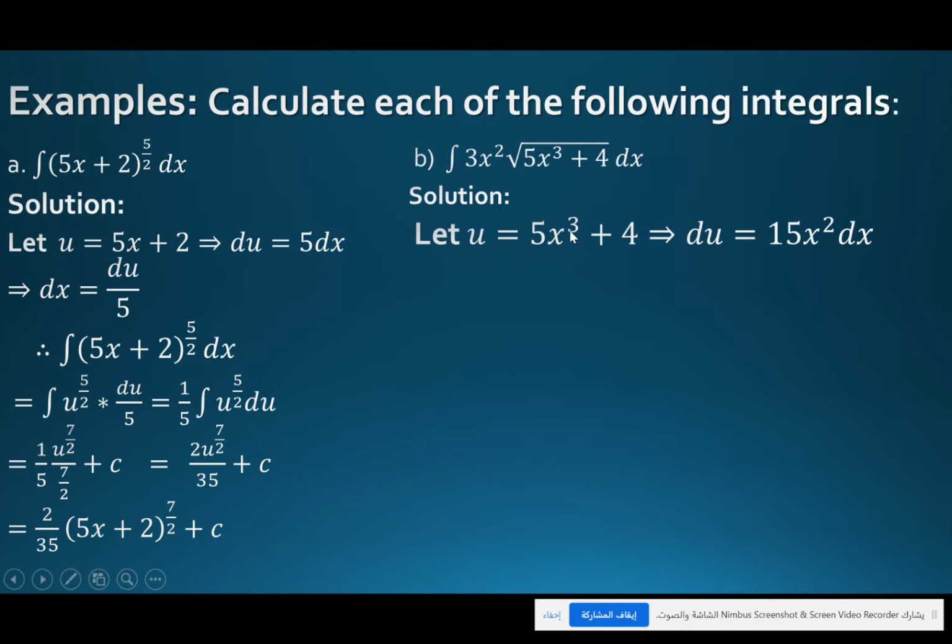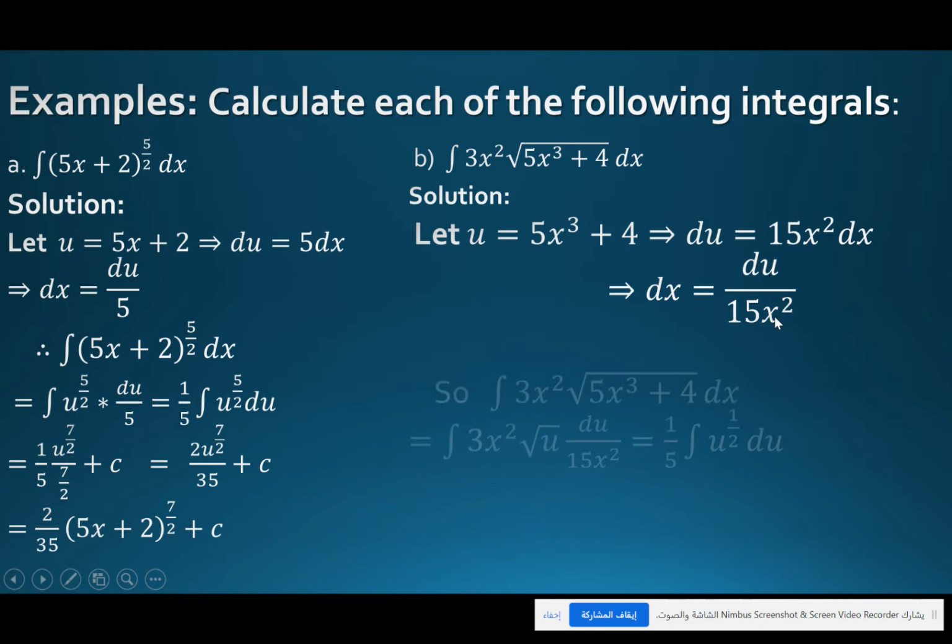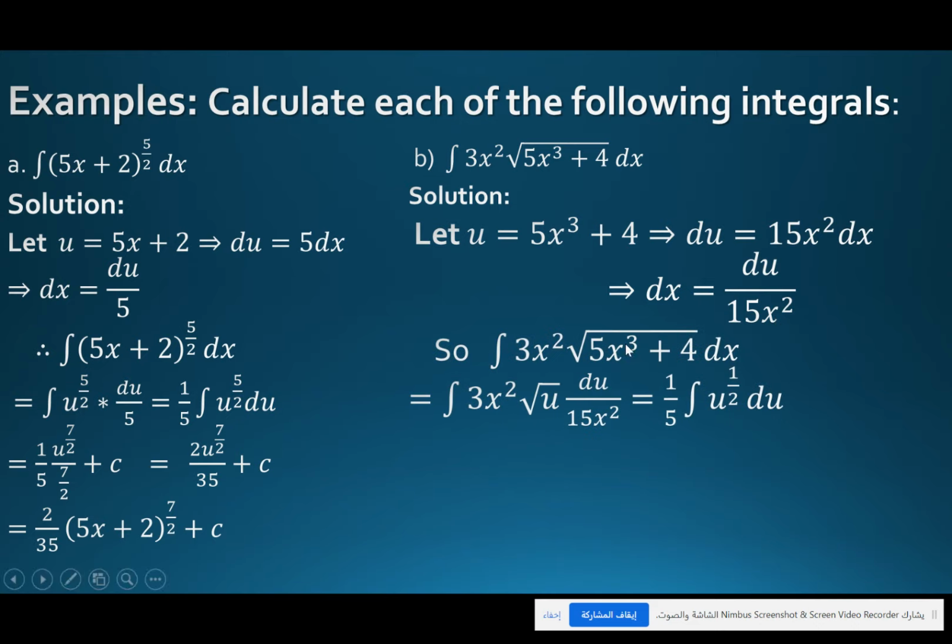The derivative of 5x cubed is 15x squared, by taking the power down and reducing it by 1, dx, because you are deriving in terms of x. Next, you need to make dx the subject by dividing both sides by 15x squared. So you will get du over 15x squared. Then substitute it in the function itself, or in the integration itself.